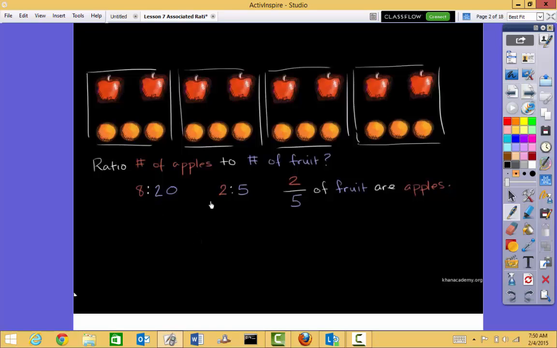We could say that the ratio of apples to fruit, once again, could be 2 to 5 like that. Instead of putting this little colon there, we could literally write out the word 2 to 5. Or we could say it's the fraction 2/5, which would also sometimes be read as 2 to 5. When it's written this way, you could also read that as a ratio depending on the context. In a sentence like this, I would read this as 2/5 of the fruit are apples.